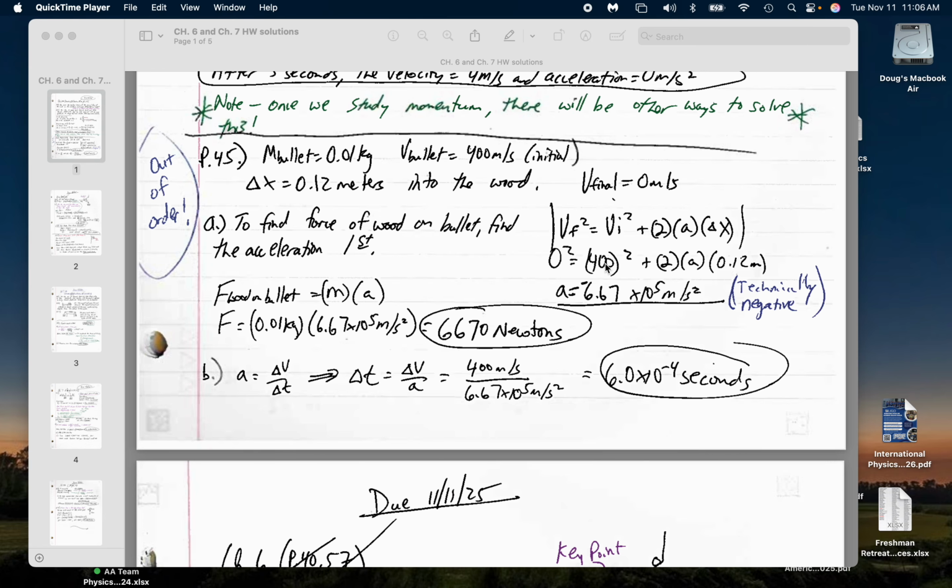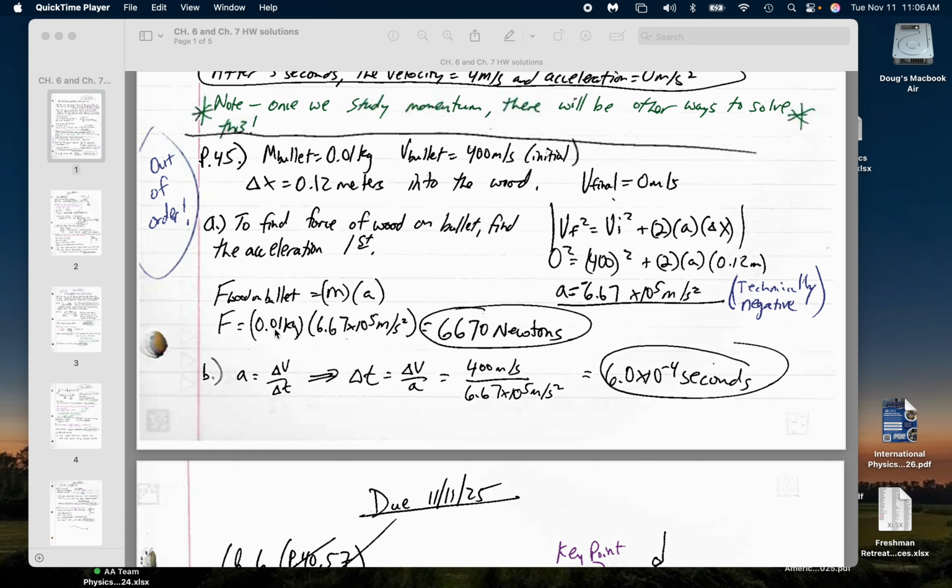Problem 45 is the next one. It says a rifle with a barrel length of 60 centimeters fires a 10-gram bullet with a horizontal speed of 400 meters per second. It strikes a block of wood and penetrates a depth of 12 centimeters. So what's the resistive force? In this particular case, I need to find the acceleration, and since I know the mass of the bullet, I could find out the force on the bullet.